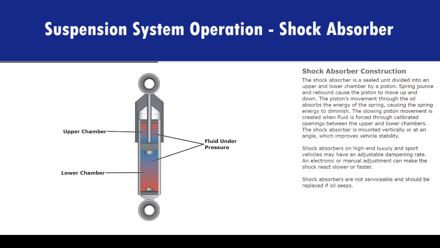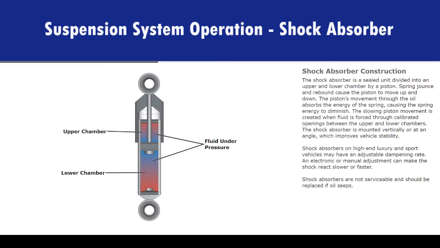The shock absorber is a sealed unit divided into an upper and lower chamber by a piston. Spring jounce and rebound cause the piston to move up and down. The piston's movement through the oil absorbs the energy of the spring, causing the spring energy to diminish. The slowing piston movement is created when fluid is forced through calibrated openings between the upper and lower chambers.